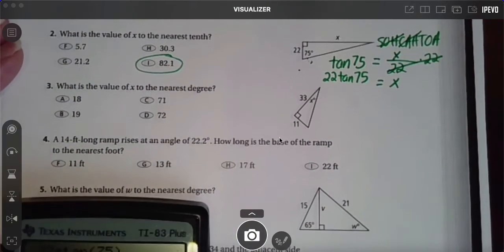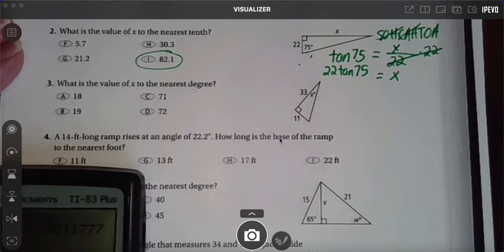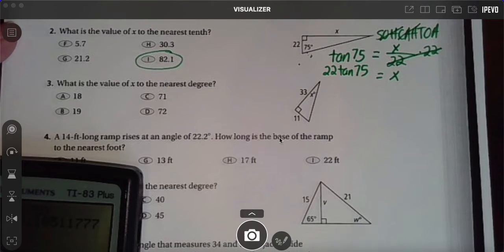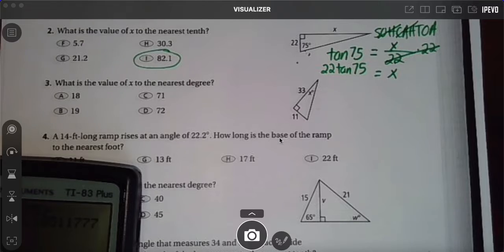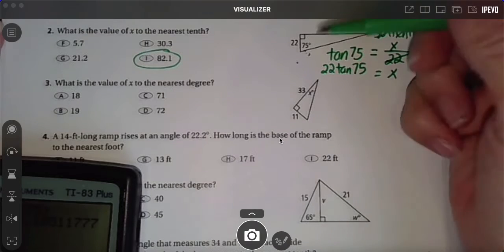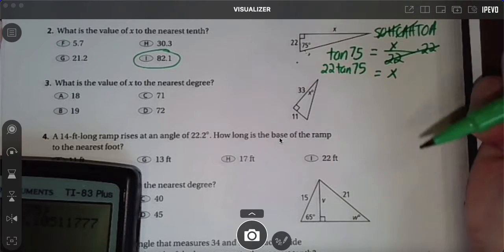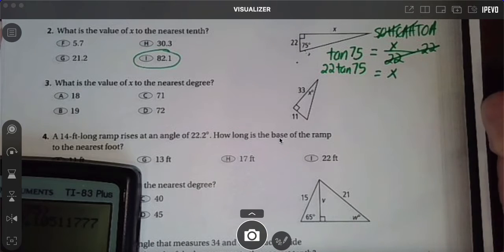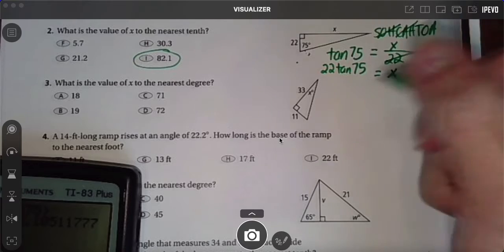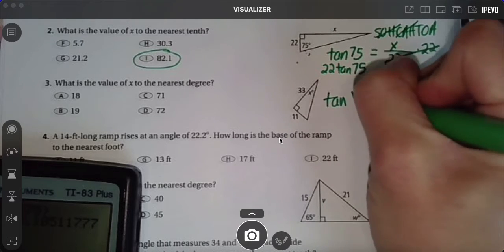Okay, number 3, it says what's the value of x? So now I'm looking for this angle. I need to know what to write down. Am I going to use the sine function, the cosine function, or the tangent function? So what do they give us? Opposite and adjacent. Which one is that? Tangent. Does everybody understand that that's what they give us, the opposite and the adjacent? So we would write the tangent of that angle.